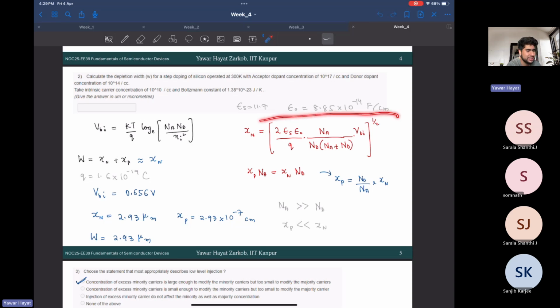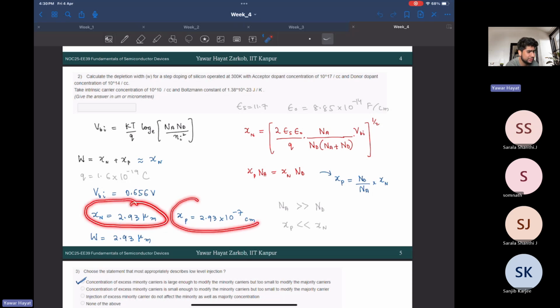Now Xn would be this. You can simply compute that by plugging in the values. So it turns out Xn is 2.93 micrometer. Now from charge balance, you can compute Xp. What is Xp? Xp would be ND by NA into Xn, right? Notice this is Xn and this is your Xp, which is roughly equal to 2.93 micrometer.